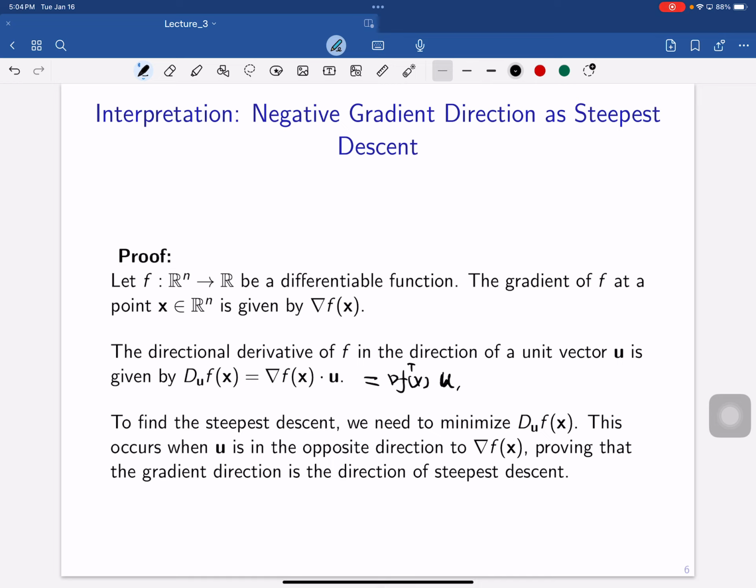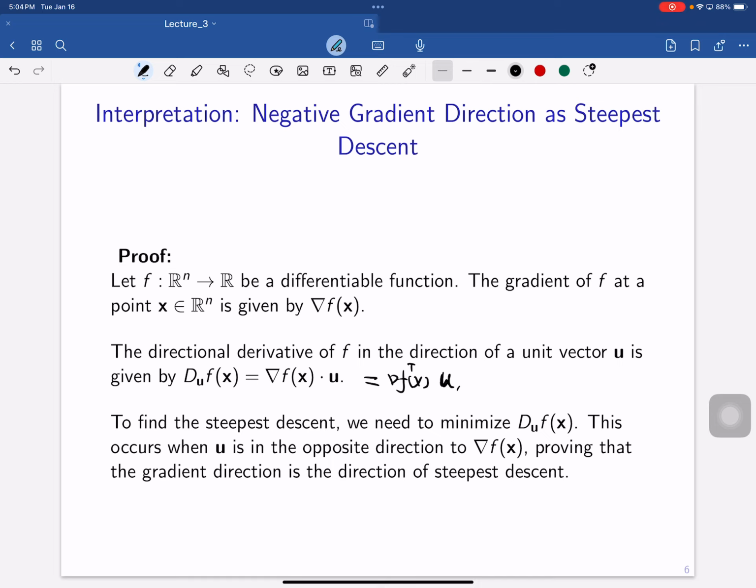To find the steepest descent, we need to minimize the directional derivative. This occurs when u is in the opposite direction, and that proves that the negative gradient direction is the steepest descent direction. Any questions here? This is essentially the main theme of any gradient-based optimization algorithm. You do want to take the negative gradient direction such that, at least in the neighborhood of x, this is the steepest descent direction.